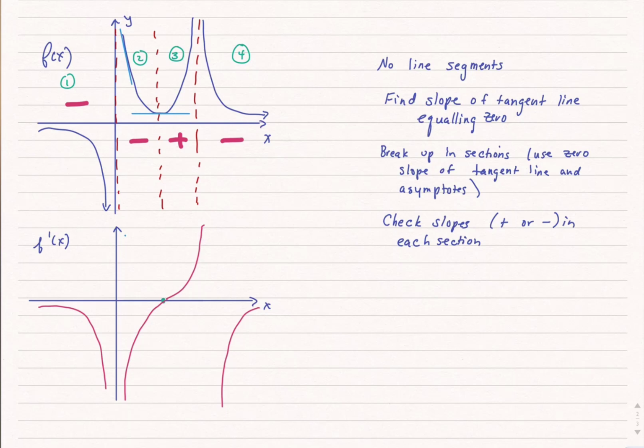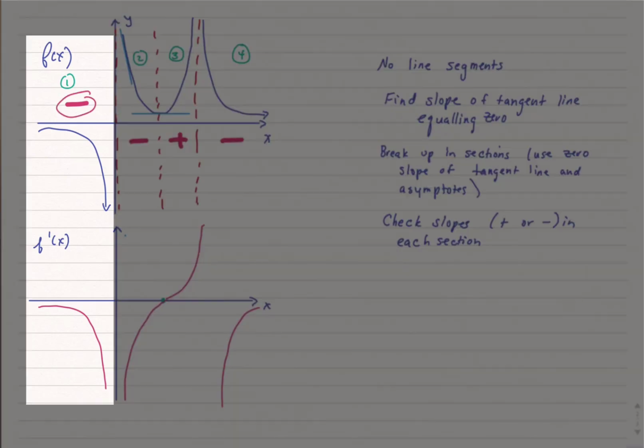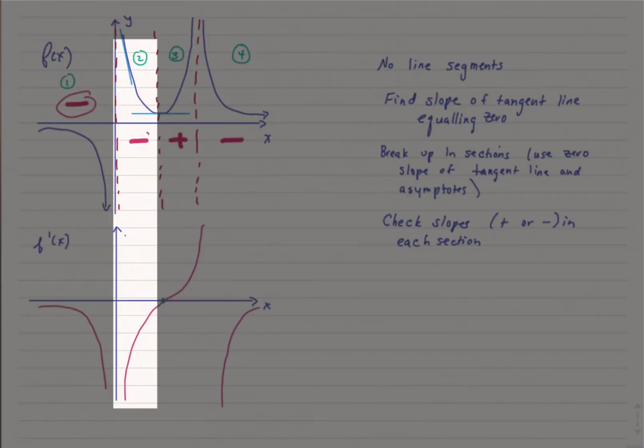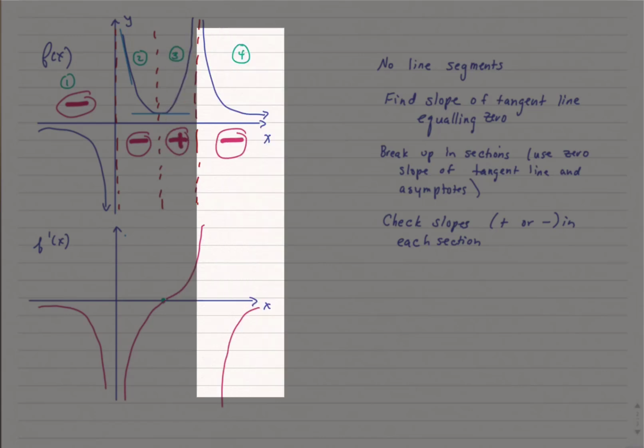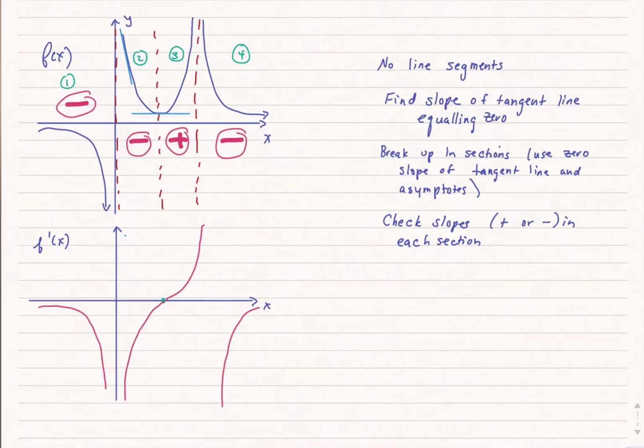Graphing derivatives takes a while to get the hang of. Follow these steps. Look for line segments, find out when the slope of the tangent line equals 0, break it up into sections, and check the slopes in each section. And before you're done, make sure everything's negative in section 1, negative or below the x-axis in section 2, above the x-axis for section 3 and below the x-axis for section 4.